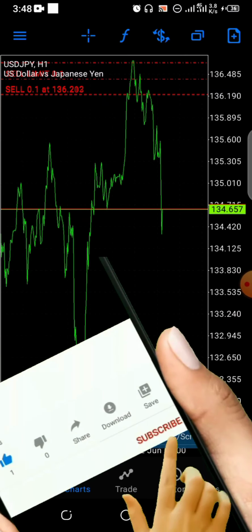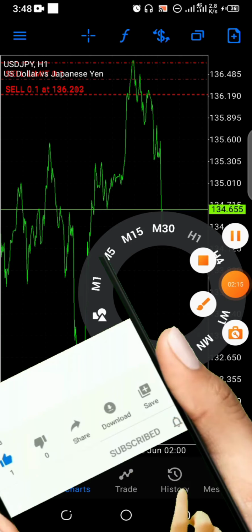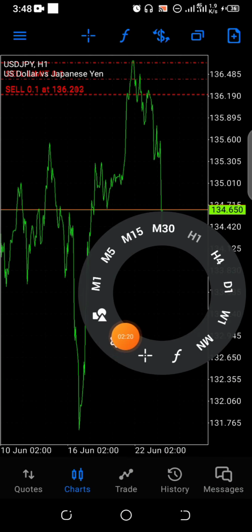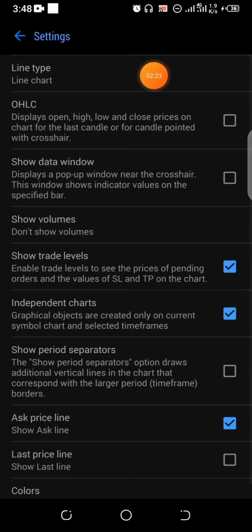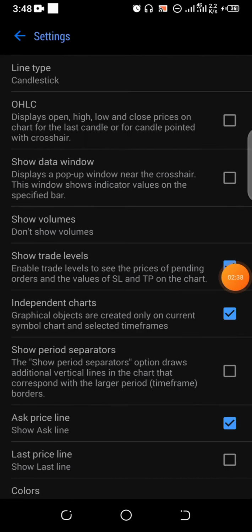Okay, let me give you an example. Let me switch my chart back to candle chart. You should know how to do that. Just click on this place, click on your settings, and click on your line type. Currently I'm on line chart, but people use candlestick. That's when we hear candlestick pattern and all that. So I click on candlestick and I go back to my charts.